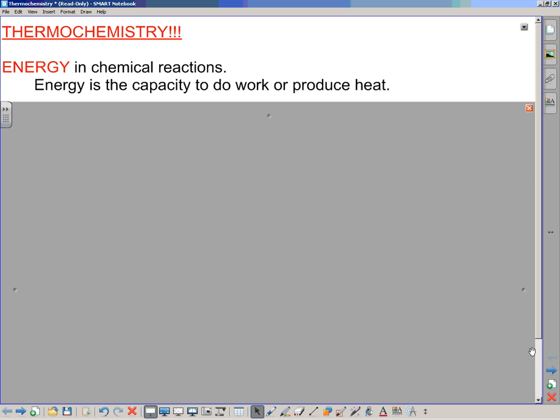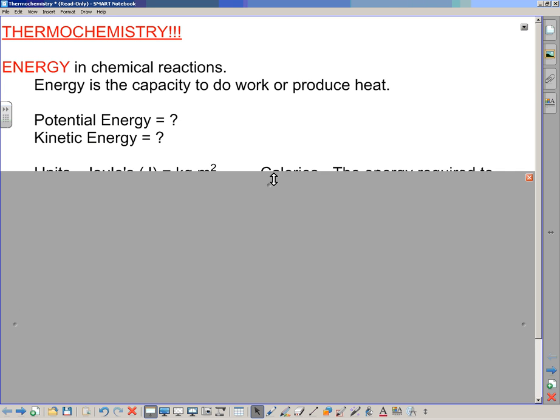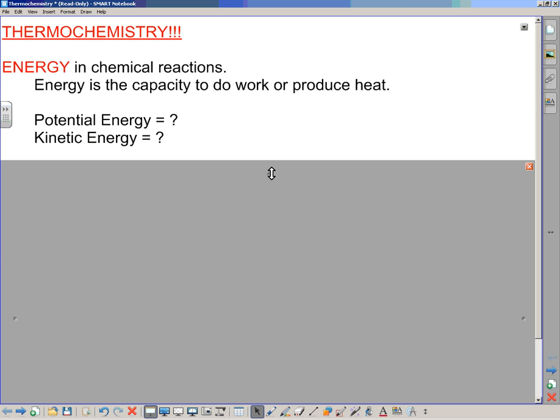Now, energy is broken up into two categories. We have potential energy and kinetic energy. I want to quickly define those two without getting a physics teacher in here to give us a 15-minute lecture on it. So, potential energy, what do we have? Stored energy. Yeah? Is that a good definition? We like it? Okay. So, potential energy is just stored energy.